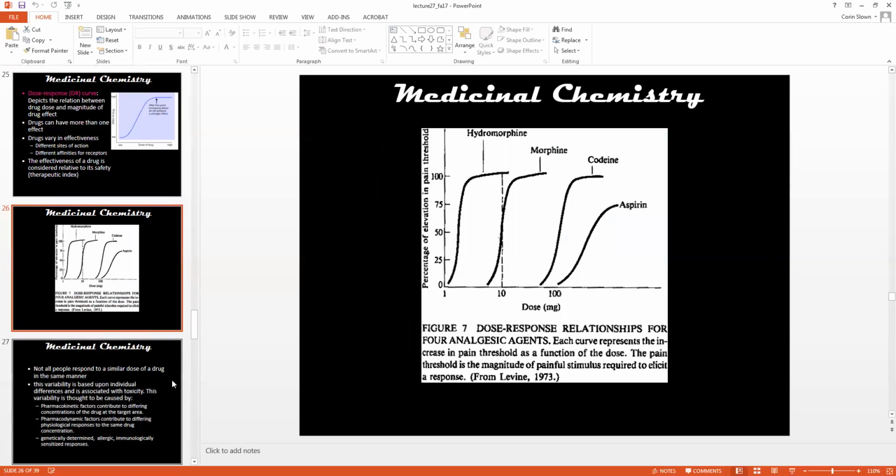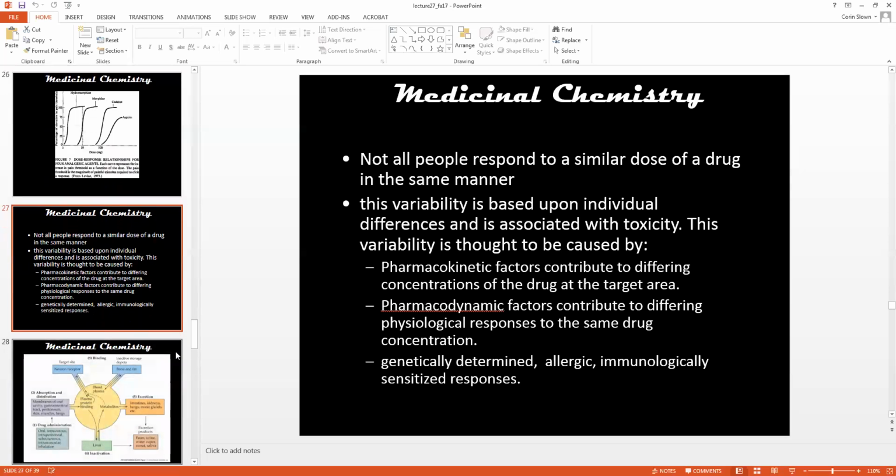These are dose-response relationships for four analgesic agents. Each curve represents the increase in pain threshold as a function of the dose. The pain threshold is the magnitude of painful stimulus required to elicit a response. This is the percentage of elevation in pain threshold, and this is the amount of the dose. A good way to think about this is the dose that's required to reduce someone's pain experience. What's critical to identify here is that not all people respond to a similar dose of a drug in a similar manner. This variability can be based upon individual differences and is associated with toxicity.